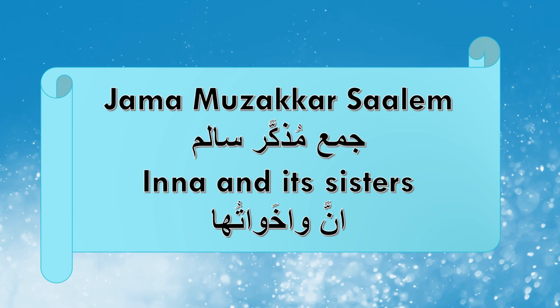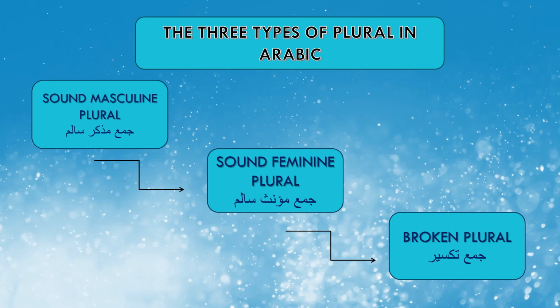So let's begin with the plurals of Jama muzakkar Salim and see how they are made into plurals. Let's check the three types of plural in Arabic grammar. The first one is the sound masculine plural, which I'm going to cover in this video. This sound masculine plural is all about making a male noun into plural, and what letters are being added to make it into a plural.